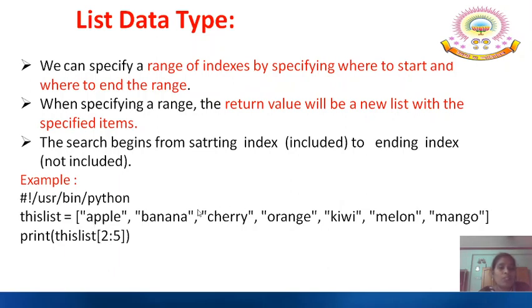That means from cherry you are going to start, and ending index is 5. 5 means you have to take 4 only because you are not including the ending index. So 2, 3, 4. These 3 elements form a new list. So now we are having cherry, orange and kiwi in this list.